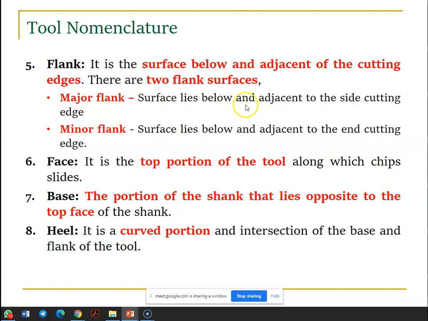So the major flank surface lies below and adjacent to the side cutting edges. The minor flank surface lies below and adjacent to the end cutting edges. So end cutting edges are adjacent.